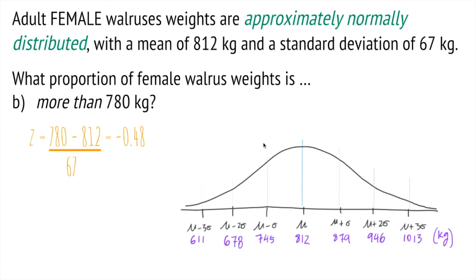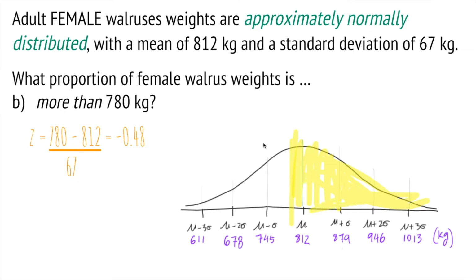So this is a quick video to show you how to use the z-table to find a proportion that is more than a number. So this one is asking what proportion of female walrus weights is more than 780 kilograms. So 780 is at about here, and I want more than.